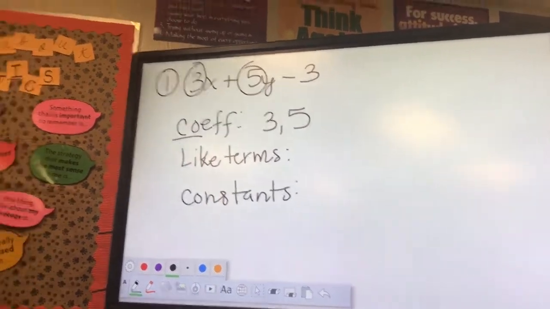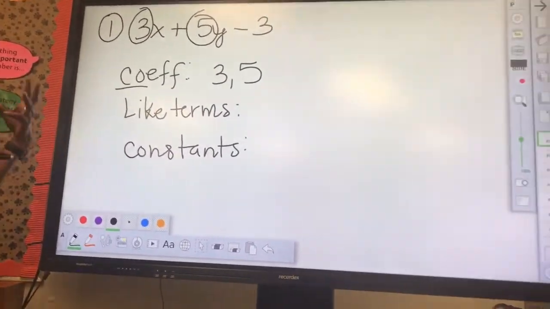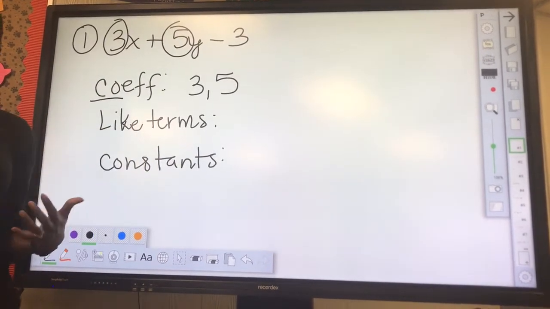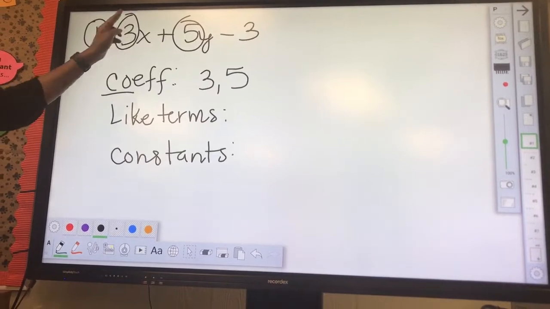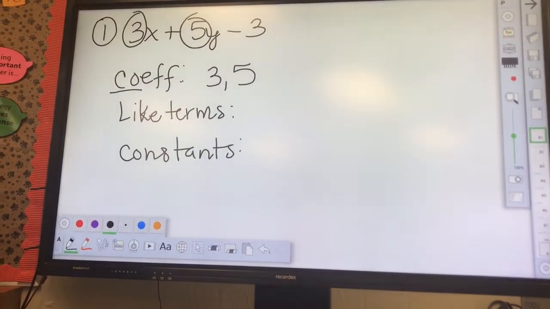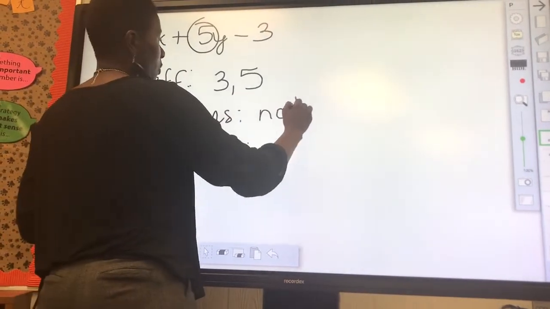So both the 3 and the 5 are coefficients because they are numbers attached to the variable by multiplication, right? Now, we say like terms, we're talking about terms. There's 3 terms in this problem. We're talking about terms that have the same variables, right? So this has an x, this has a y, and this has no variable. So do we have any like terms? No, there are no like terms in this problem.